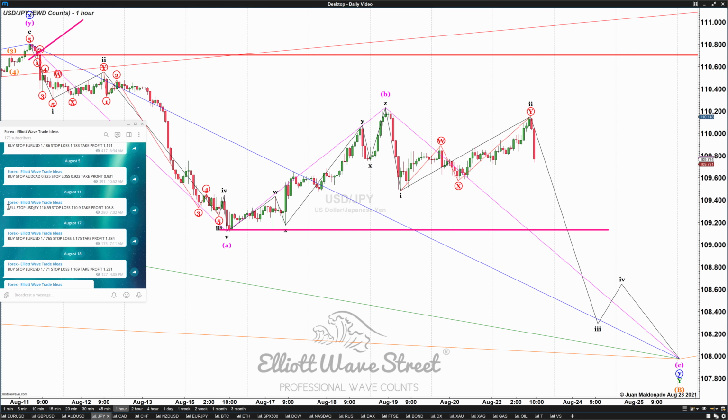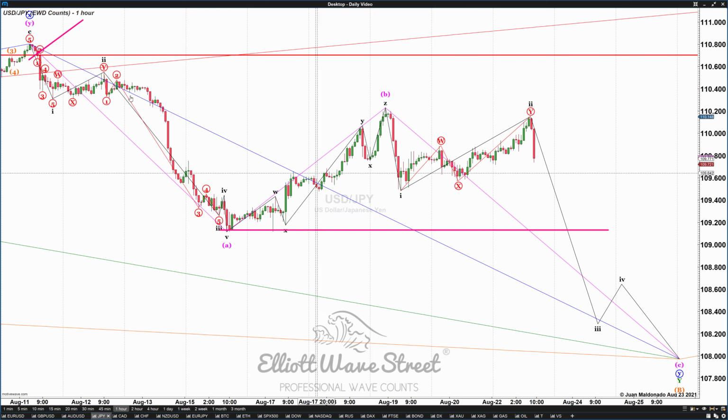This is the dollar yen right here. 110.60 with the stop loss at the 110.90 and a take profit at the 108.80. So this trade is active. I already booked some profits. I still have a small part of the position, and I'm looking here for another leg down on the dollar yen. Seems that the wave 2 is done, and the first target is going to be here, 109.10.